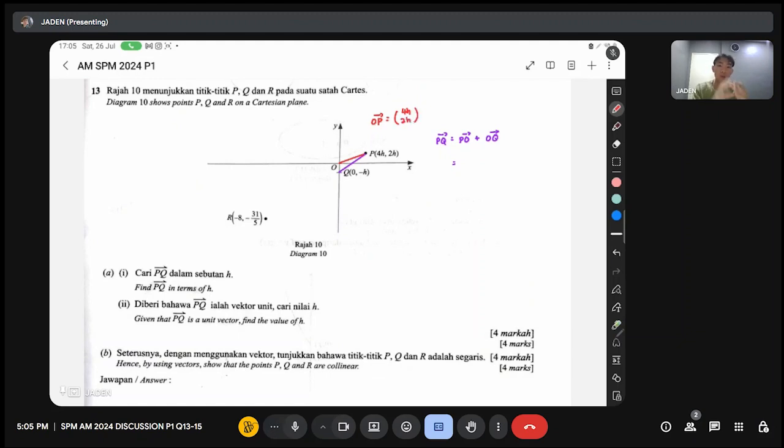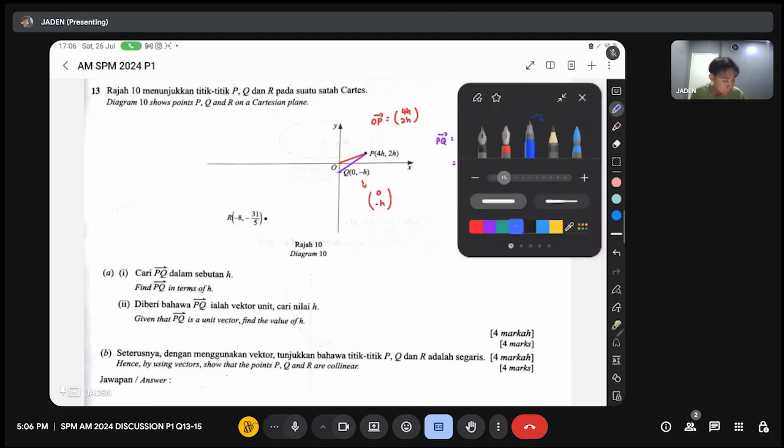But now, what information you need is going in the opposite direction, P to O. So if you need P to O, then you will most likely have to add a negative at the front, followed by (4h, 2h). OQ, as I said just now, everything started from origin towards the coordinate. You will follow exactly how it is written down here, (0, negative h). So what I want you to write down here, OQ is (0, negative h).